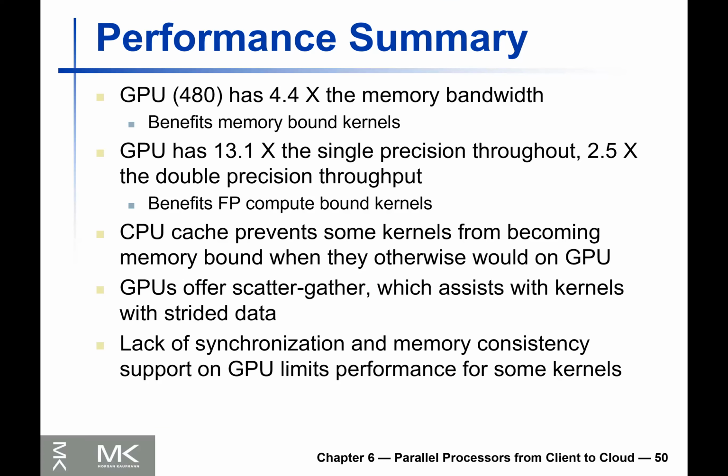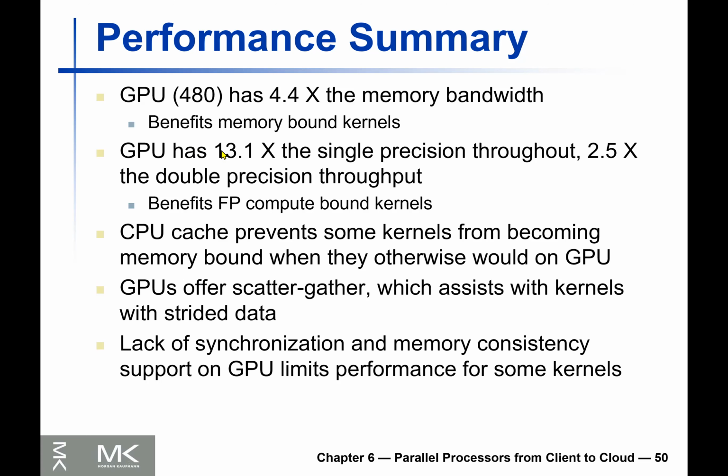Performance summary. GPU has 4.4 times the memory bandwidth; the memory bandwidth benefits memory bound kernels. Here we are talking about GPU, different characteristics in performance. The CPU cache prevents some kernels from becoming memory bound when they otherwise would on GPU. GPUs offer scatter gather, which assists with kernels with strided data, to understand the location of the beginning of the data, successive data into array.